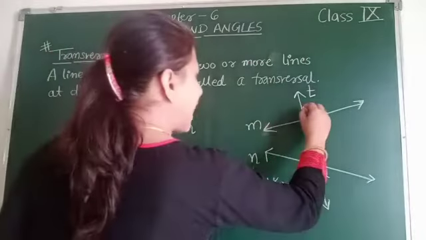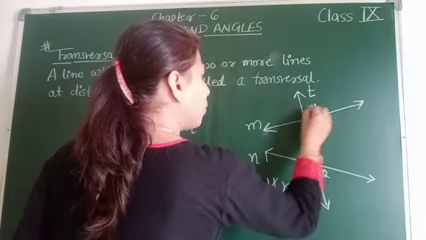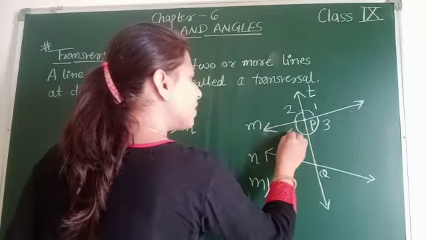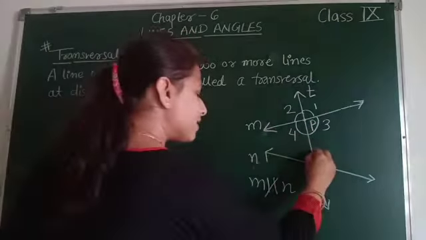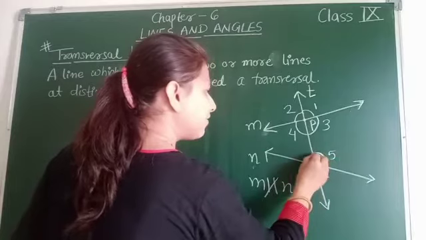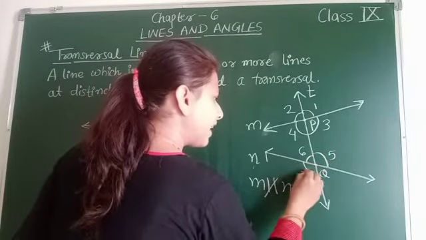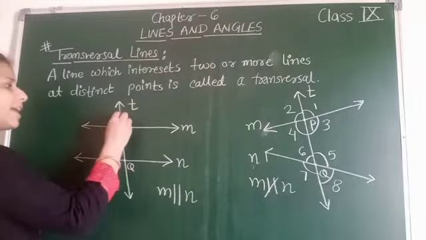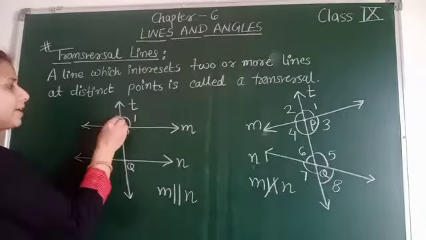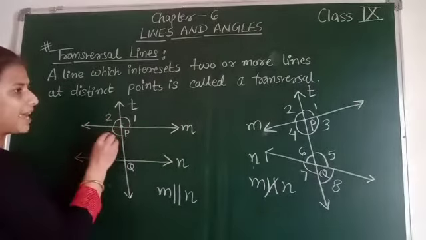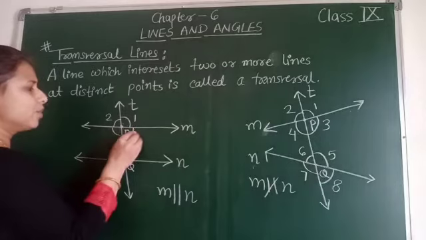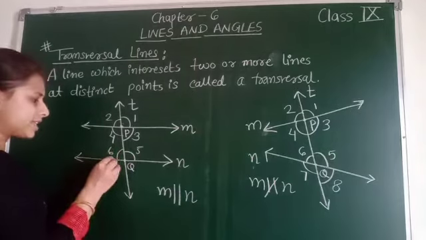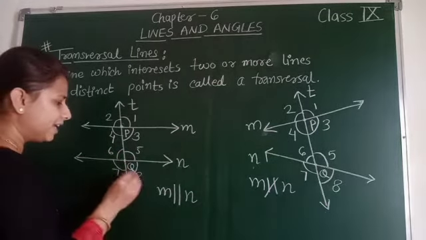Let's denote these angles by angle 1, angle 2, angle 3, and this one is your angle 4. Suppose this one is your angle 5, angle 6, angle 7, and this one is your angle 8. Similarly, in this diagram also, we can denote all the angles by angle 1, angle 2, angle 3 and 4, angle 5, angle 6, angle 7 and angle 8.